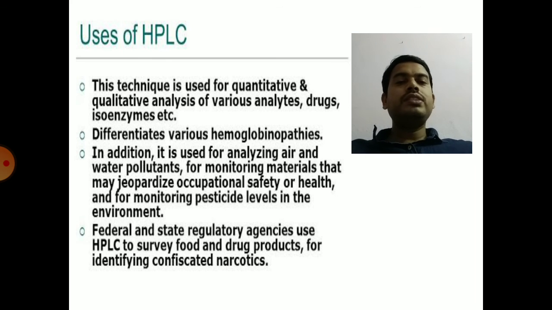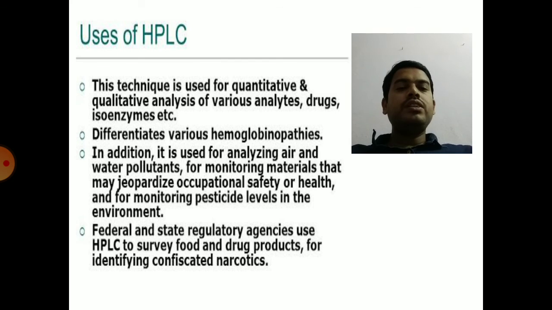Narcotics laboratories use this technique to identify the drugs present in the patient's serum. If you are drugged or doped, you can identify the doping compounds by using HPLC. It is also used to identify hemoglobinopathies, that is, variations in hemoglobin like sickle cell anemia, and also fetal hemoglobin, adult hemoglobin, etc., by using HPLC.